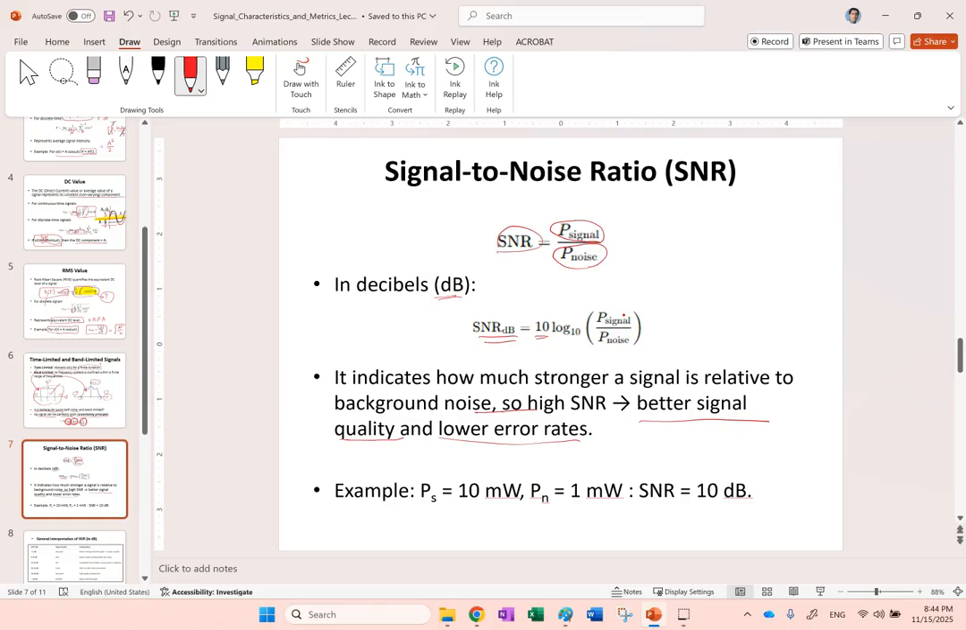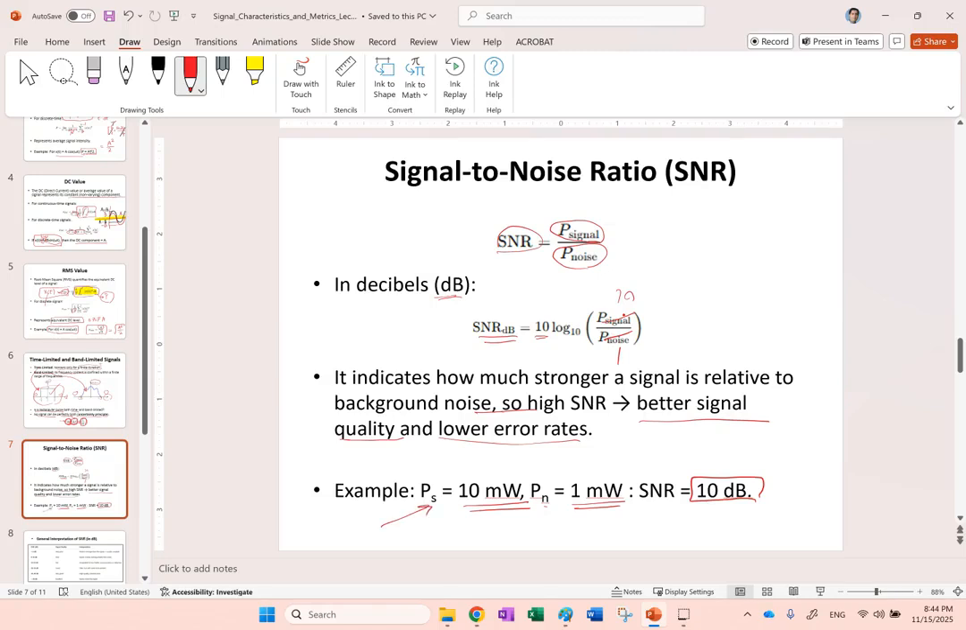For instance, if the power of your signal is 10 milliwatts and the power of noise in your signal is 1 milliwatt, then if you plug 10 and 1 in here, that is 10 times 1, you're going to get 10 decibel. So 10 decibel is what you can get for that signal.